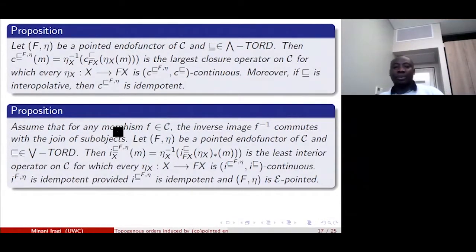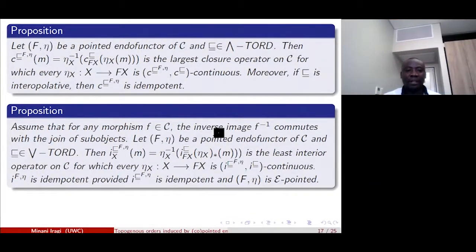Using that relationship, we can now show that if one has a pointed endofunctor of the topogenous order that is mixed, then we can construct the largest topogenous order on C that makes each eta x continuous. So it is a new order. And furthermore, if the order is interpolative, then the closure is idempotent. This is because if the topogenous order is mixed and interpolative, then it just corresponds to the idempotent closure operator.